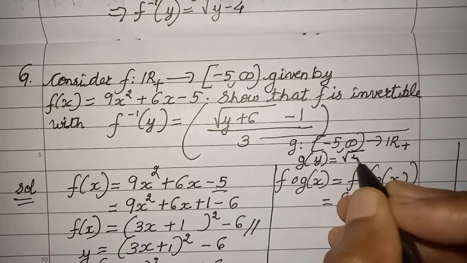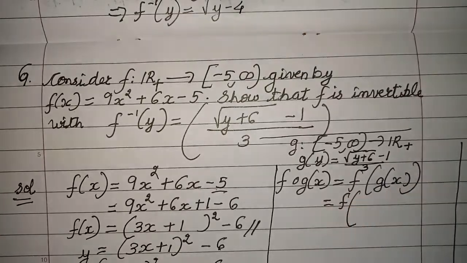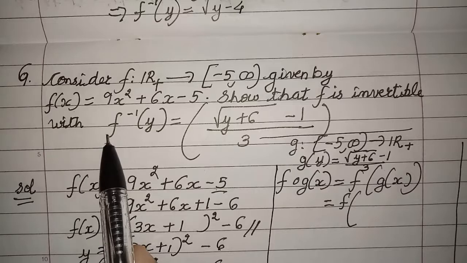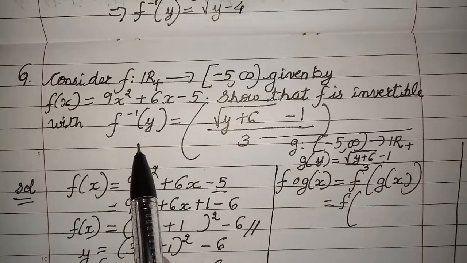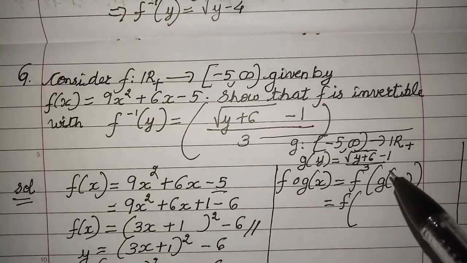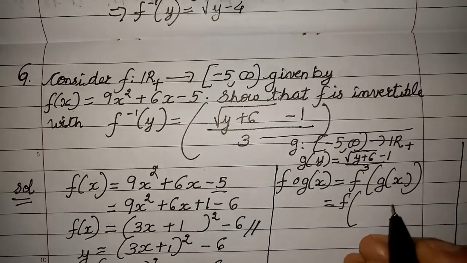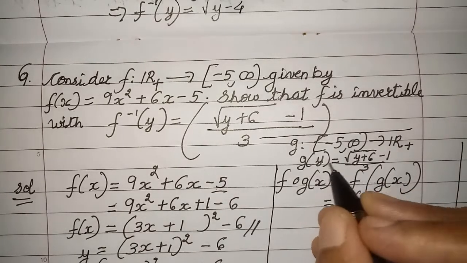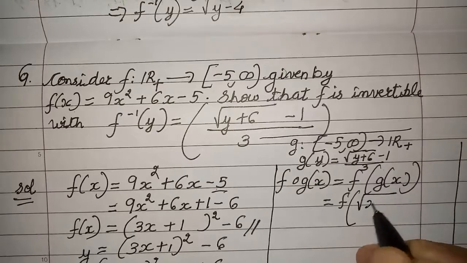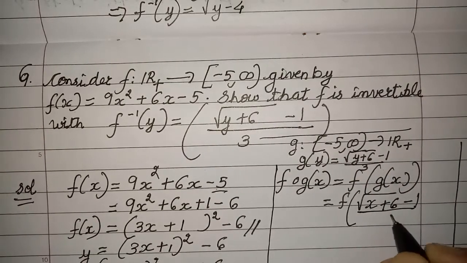So this will be g of y is equal to root of y plus 6 minus 1 upon 3. Because whatever f inverse I am supposed to prove to look like this, I am defining in advance to be that, but this will be true when it is invertible. So now g of x I can write by replacing y with x wherever y is appearing. So it will look like root of x plus 6 minus 1 by 3.